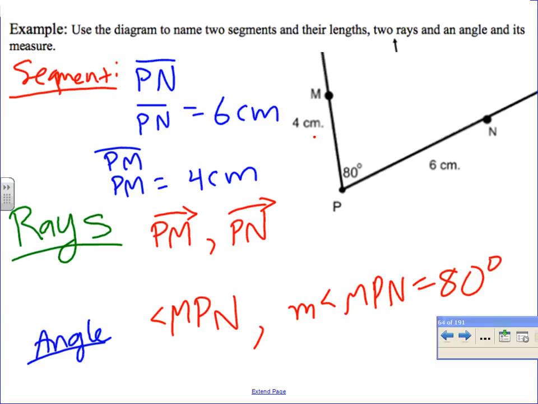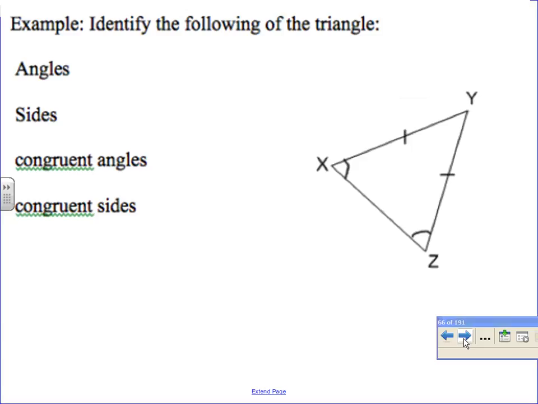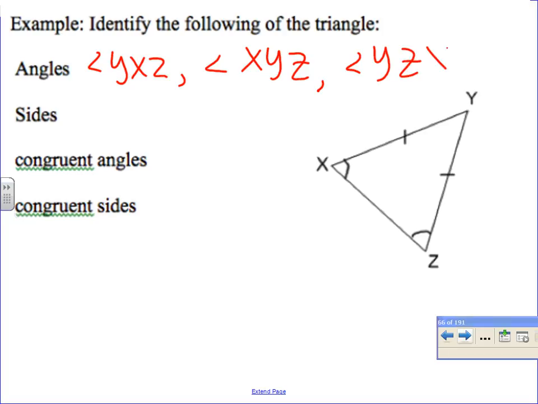All right, let's go to that second example, which was underneath the chart. Okay, identify the following. So you have to label three angles. One of them is angle YXZ. Another one is angle XYZ. The third one is angle YZX. The sides, we have XY, we have YZ, and we have XZ.